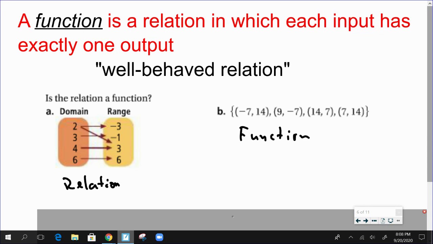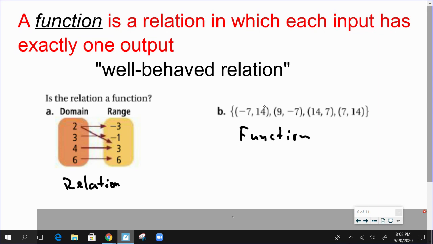All right, so what I'm looking for is an x that repeats. If I were to write this out, I'd have a 2 here, that'd be another one. So if it was in ordered pair form, there'd be two x coordinates of 2. One going to -3, one going to 3, and that would be no. This one, -7, 9, 14, 7. They all are different, that works.